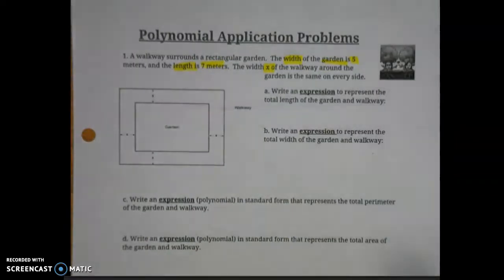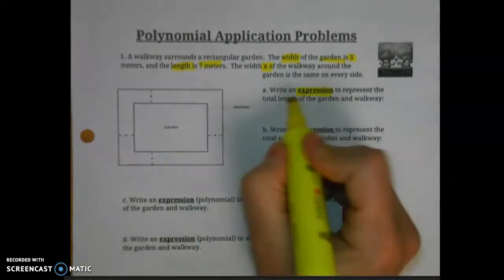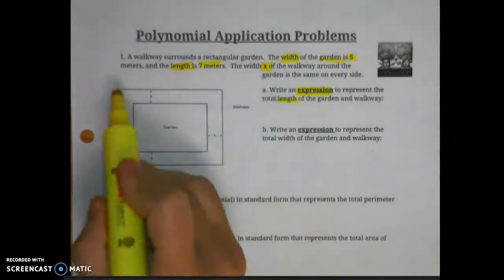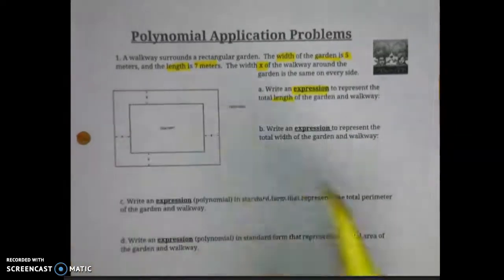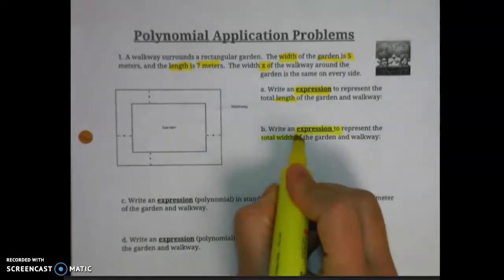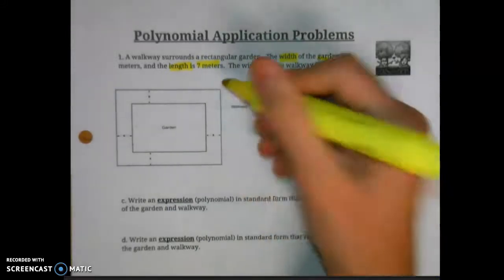So this is a 4-part question. First thing it's asking us to do is to write an expression for the total length of the garden with the walkway. That's from here to here, the total length. Then we'll write an expression to find the total width of the garden with the walkway. So that's going to be this distance here.